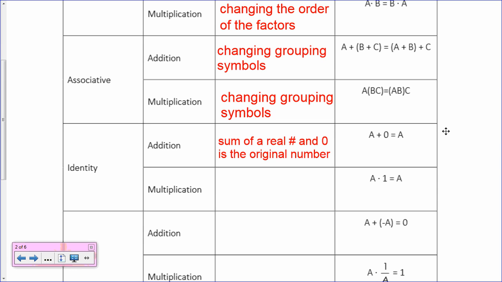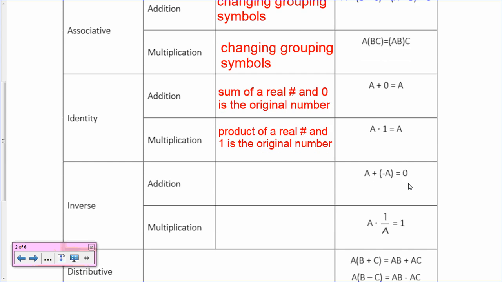Okay, that's all identity means. It means that if you add something with 0, you're going to get that same number out. Okay, and same with multiplication. Instead of a sum, the product of a number and 1 is going to give me that number again. So a number times 1 will always give me that number.